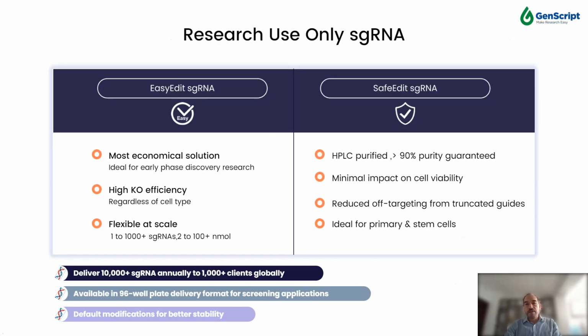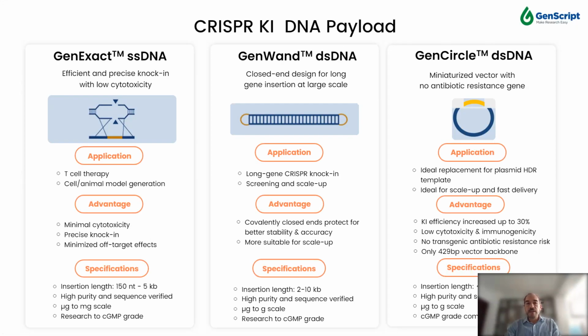For the sgRNA, the different services vary. The EasyEdit sgRNA is very useful for very quick and easy experiments, and is very cost effective. The SafeEdit sgRNA is higher purity, HPLC-purified sgRNA that is very good for harder to edit cells, such as primary cells, for example. The different templates that we offer can serve different purposes depending on your need, and we can work with you to customize the type of template that is being used for your gene editing.